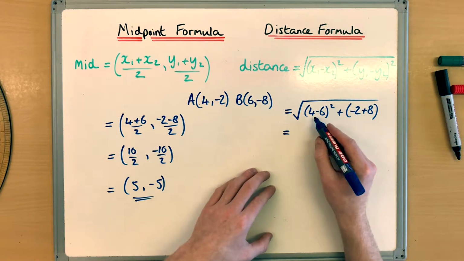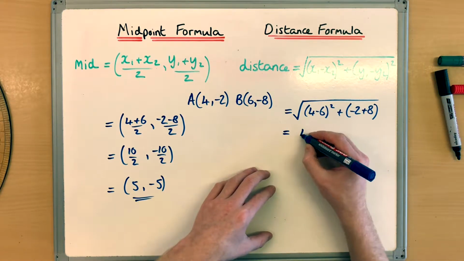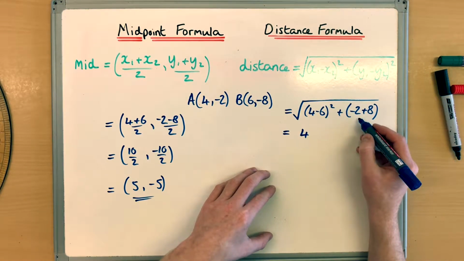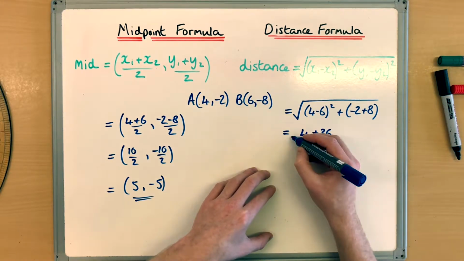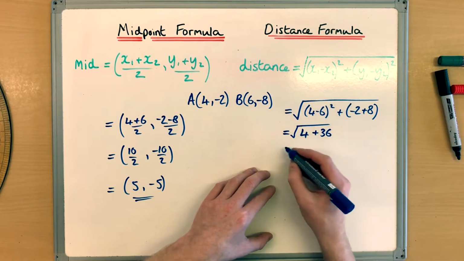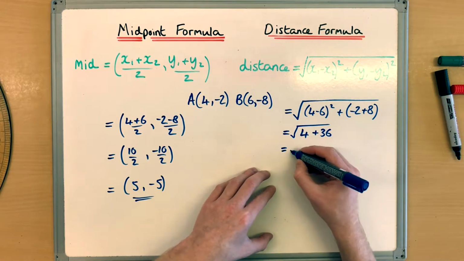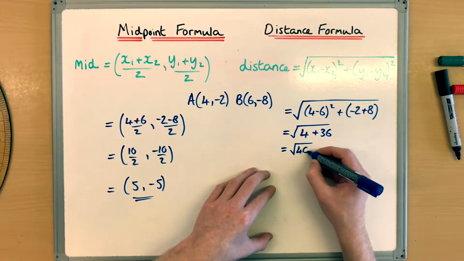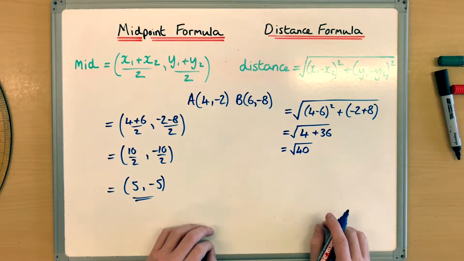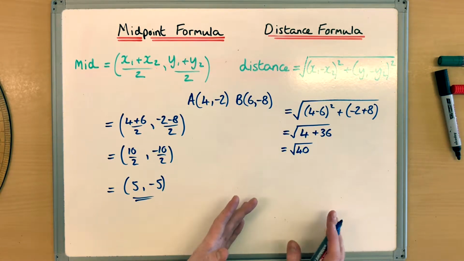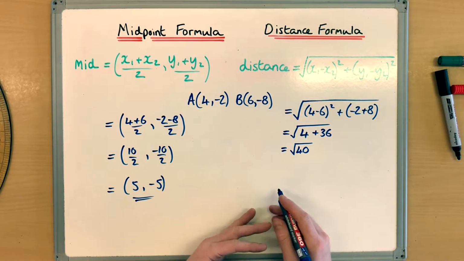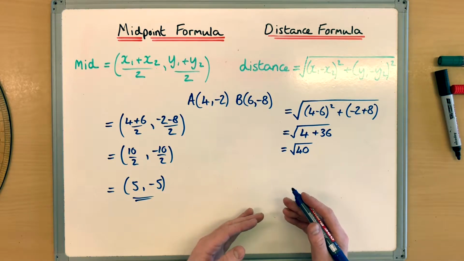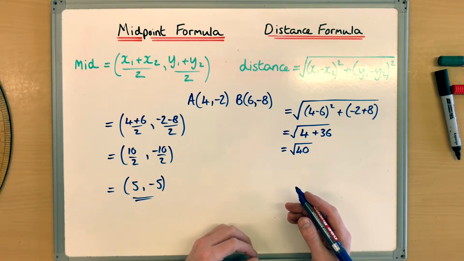So that's going to give me minus 2. When I square that, it gives me 4. That's going to give me 6, and when I square it, it's 36. And I'm still to square root these. And that'll give me the square root of 40. Now, depending on what kind of exam it is, if it's a calculator exam, it may be looking for you to write it as a distance and put it in your calculator to get it as a decimal. Or it may want to keep it as an exact value.